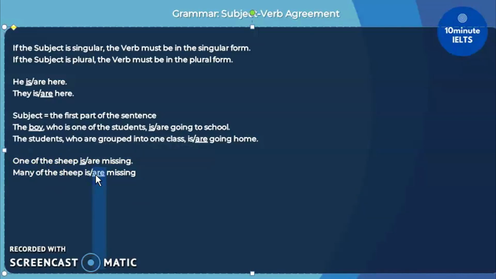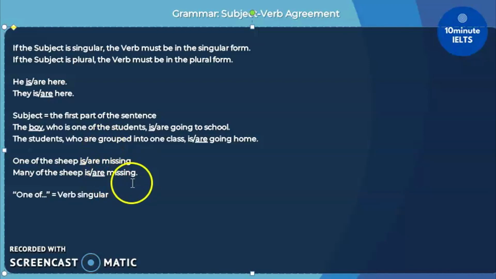So let's read those two again. One of the sheep is missing, and many of the sheep are missing. This is a common rule. Whenever you see one of, the verb is always singular. That's a hard rule that always has to exist.